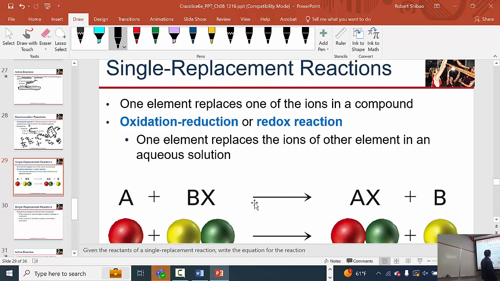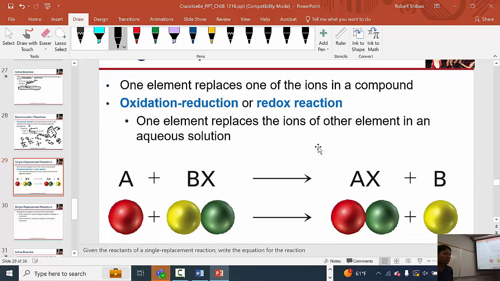Okay, single replacement reactions are another type of redox reaction. Single replacement reactions are going to have an element in a compound. And so the way we recognize this is A is an element and BX is a compound. And so the reactions are going to have this pattern. A plus BX yields AX plus B.